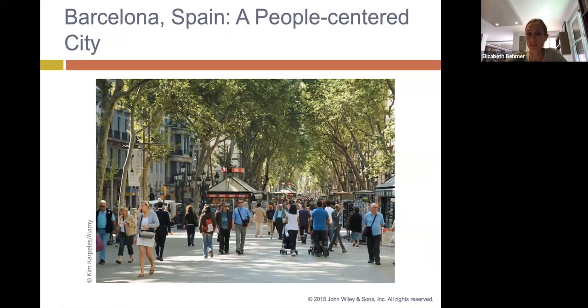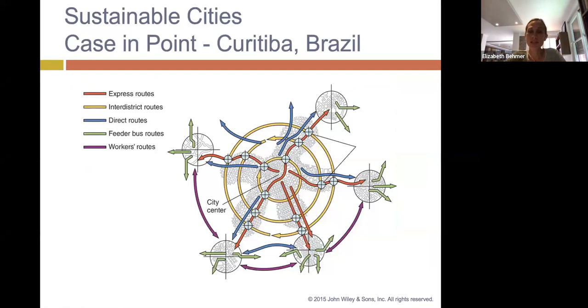Barcelona, Spain is an example of a people-centered city, not a car-centered city, where the centers are filled with people and there's lots of public transportation. Sustainable cities, case in point, another example is in Brazil, Curitiba, where you have express routes, indirect routes, direct bus routes, and worker routes all around the city center.